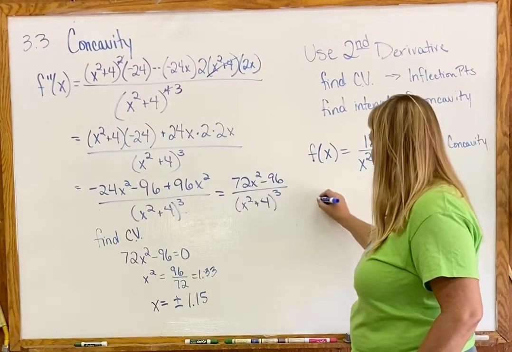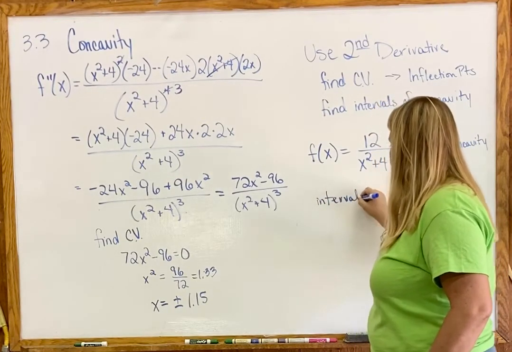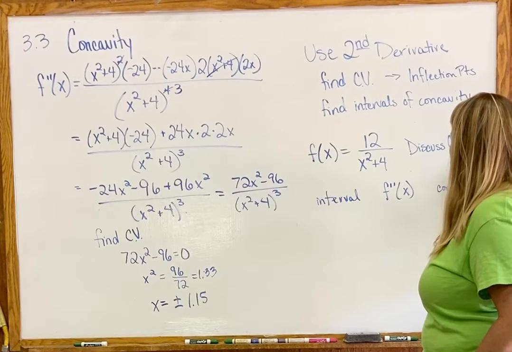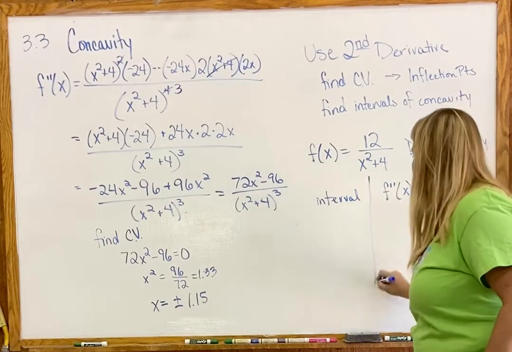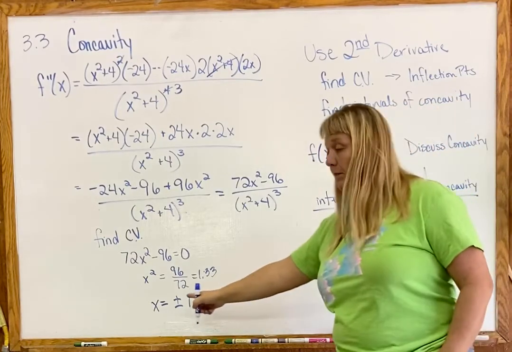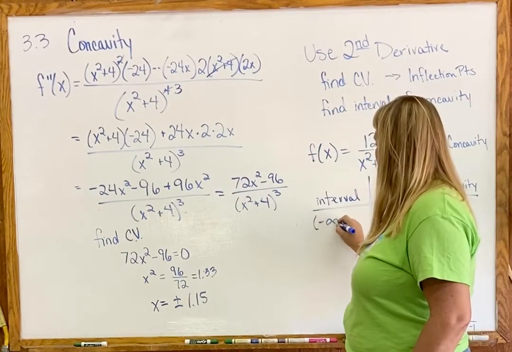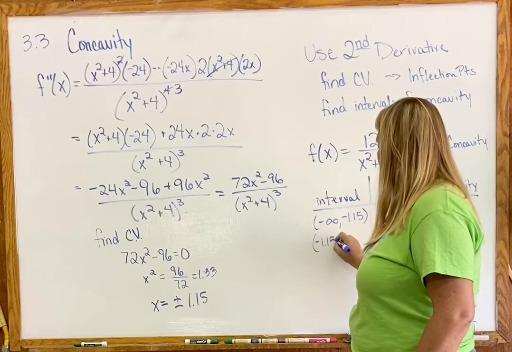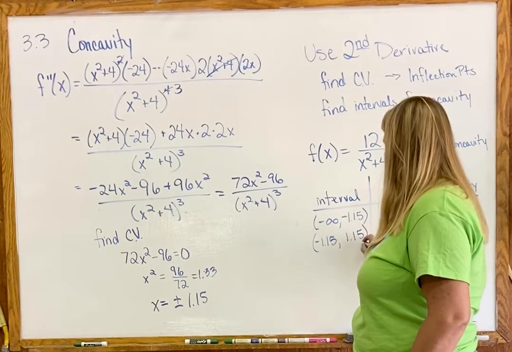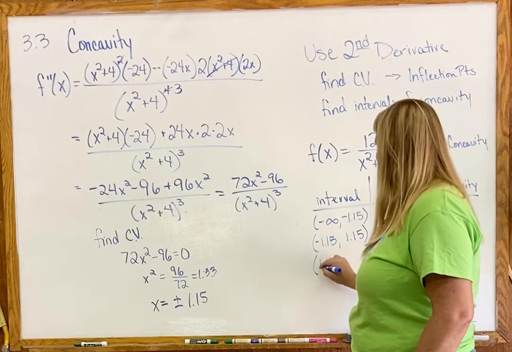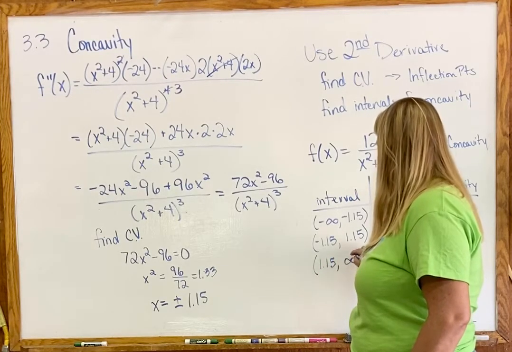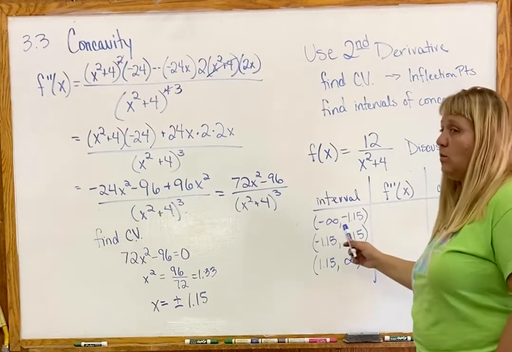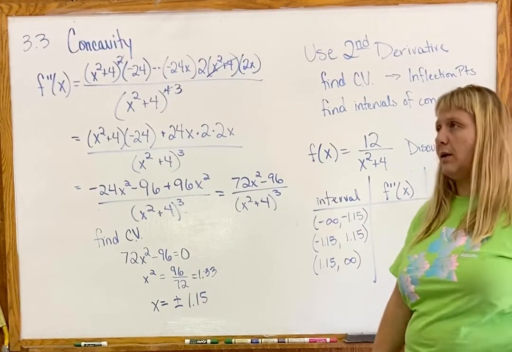So now what we need to do is make our little table: interval, second derivative, and then over here is going to be concavity. So remember the plus and minus sign, so we're going to go from negative infinity up to negative 1.15. Then we're going to go from negative 1.15 to positive 1.15. Then we are going to go from 1.15 to positive infinity. Okay. Now, remember that we're only interested in whether it's going to be positive or negative. Oh, wait a minute.